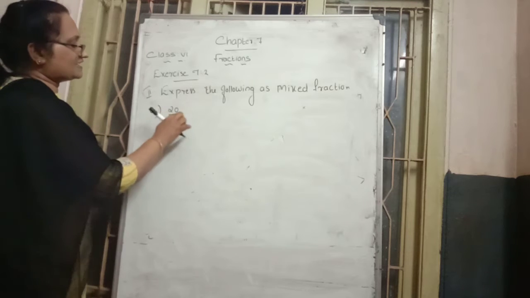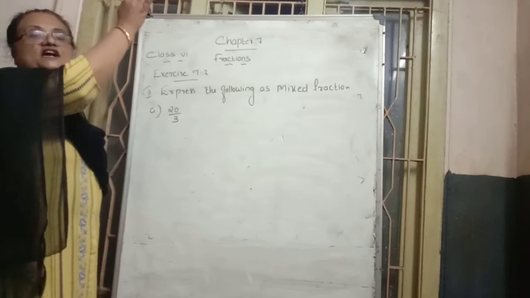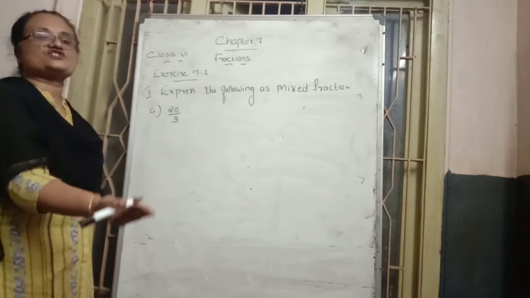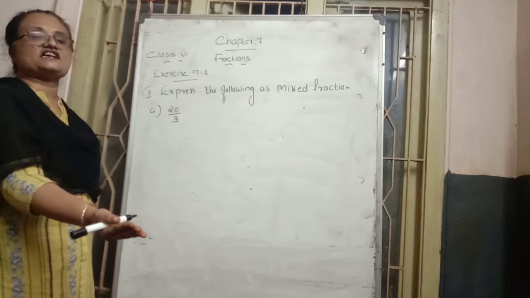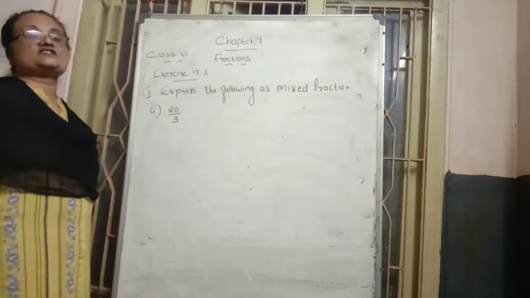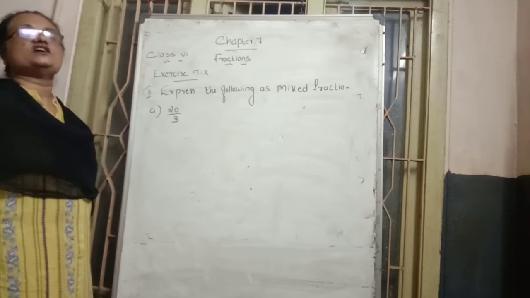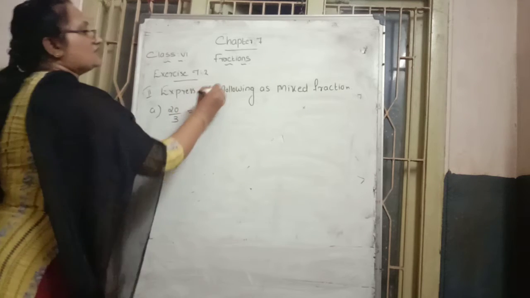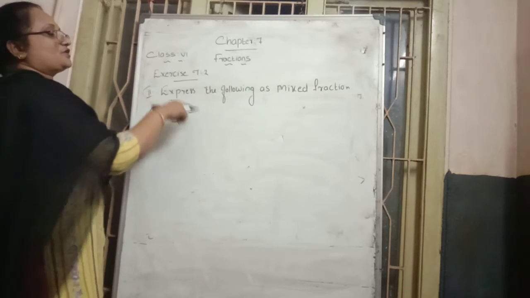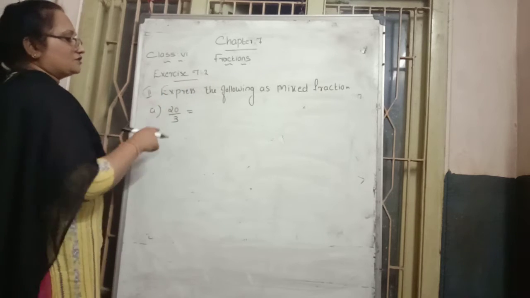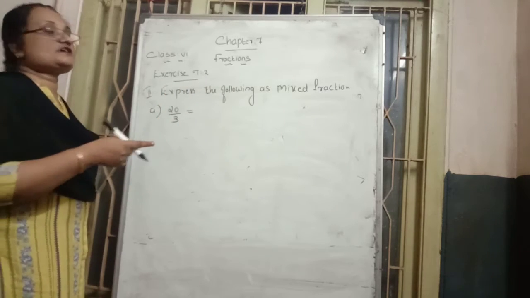The division line's upper part we call the numerator, and the lower part we call the denominator. Here the numerator, the upper part, is greater than the denominator. That's why we call it an improper fraction. They are asking us to convert it into a mixed fraction.